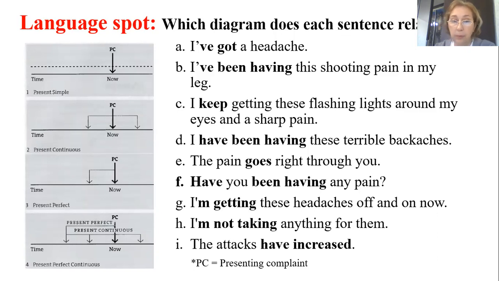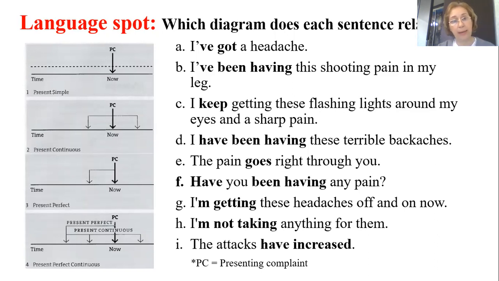Amar. F sentence F. Have you been having any pain? It's perfect tense continuous. Present perfect continuous. Okay. So Anurin sentence H, please. I'm not taking anything for them. It's present continuous. It's present continuous, exactly. Well, Isar, the last sentence is for you. The attacks have increased. Present perfect. This is the present perfect tense. Good.